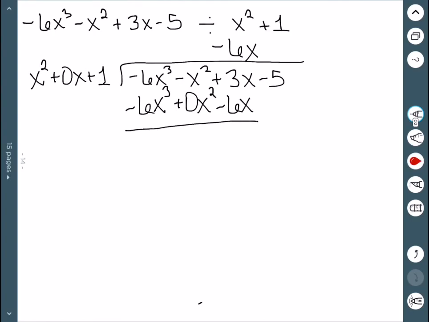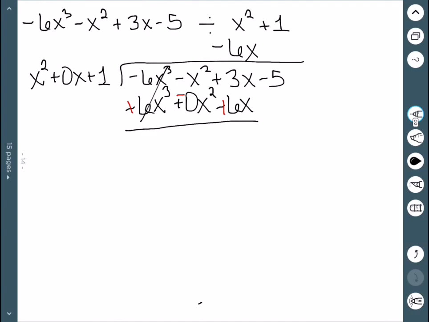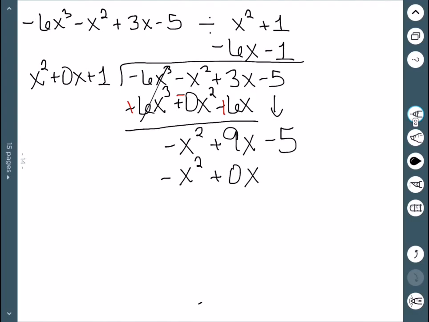And just like before, we now need to subtract. So we're going to change the sign all the way through. These will cancel. I now have negative x squared plus 9x, and we bring down the negative 5. x squared times what is negative x squared? Well, that would just be negative 1. Negative 1 times x squared is negative x squared. Negative 1 times 0x is 0x. And negative 1 times 1 is negative 1.